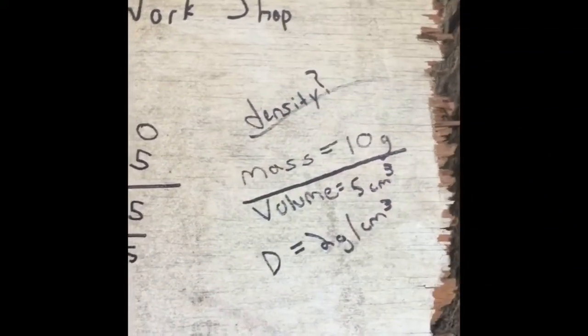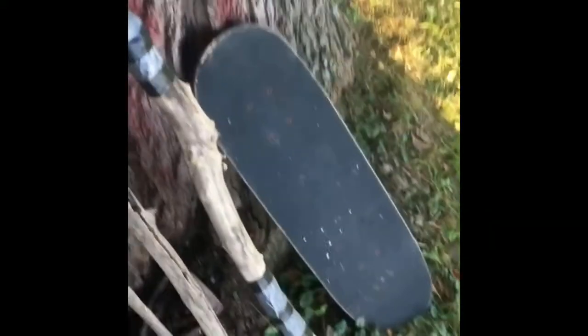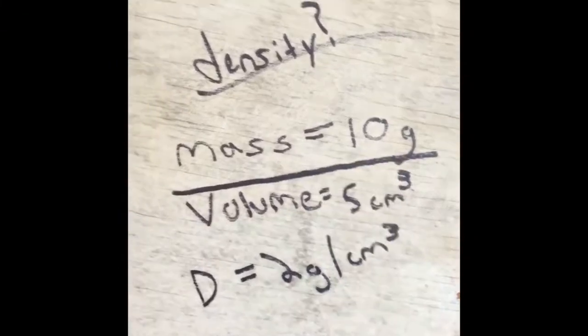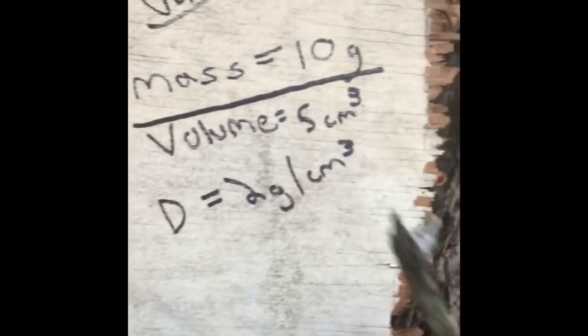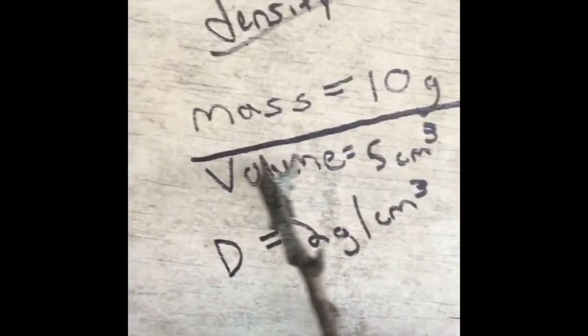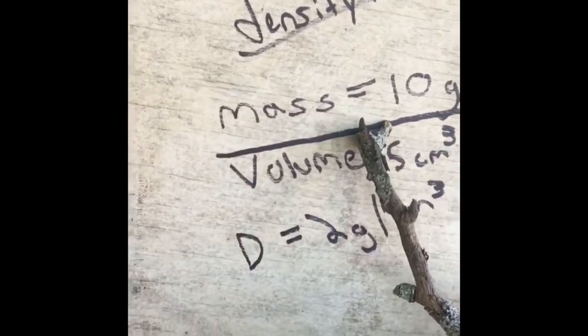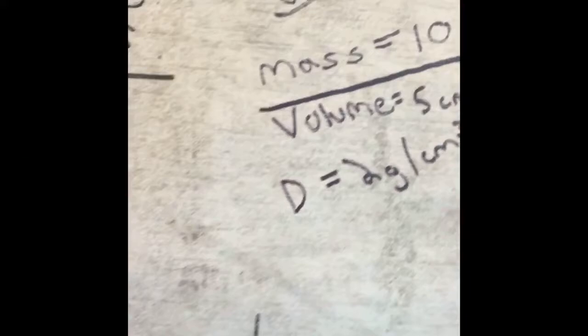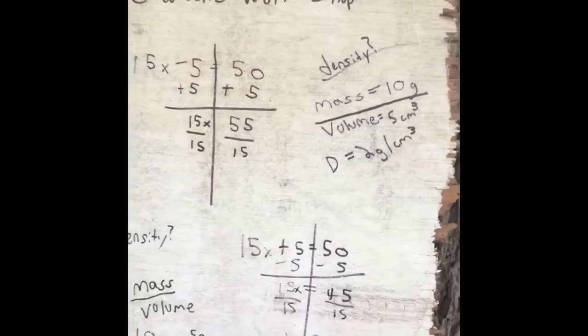Alright, let's just say I'm trying to find the density of the skateboard I found at the dump. So first I need to find the mass. Let's say the mass is 10 grams. Next I need to find the volume. The volume is 5 centimeters cubed. Now we just divide mass by volume and you're left with your density, which is 2 grams per cubic centimeter.